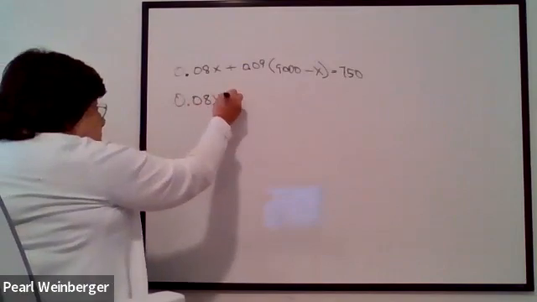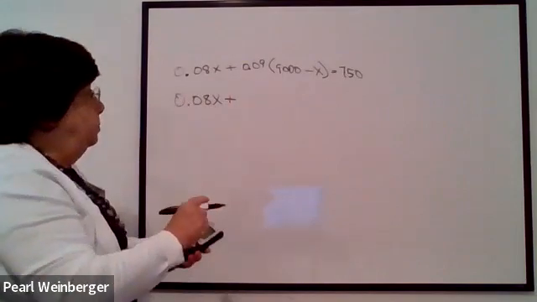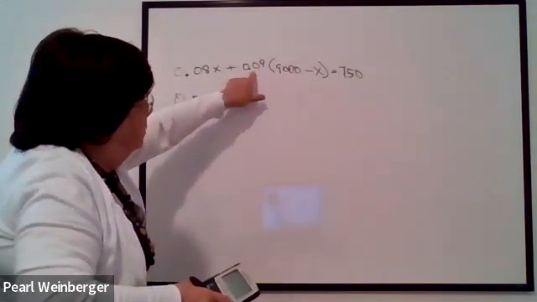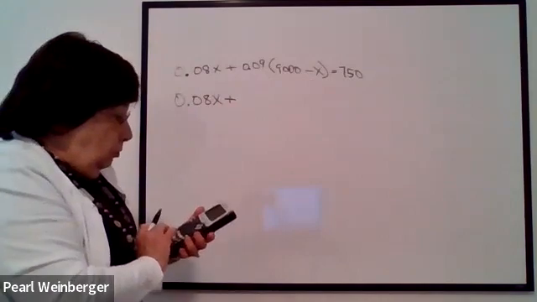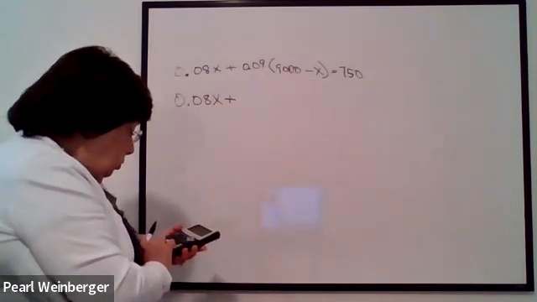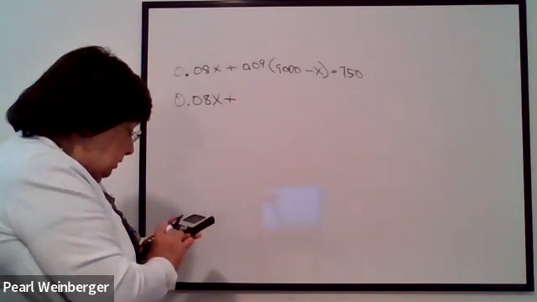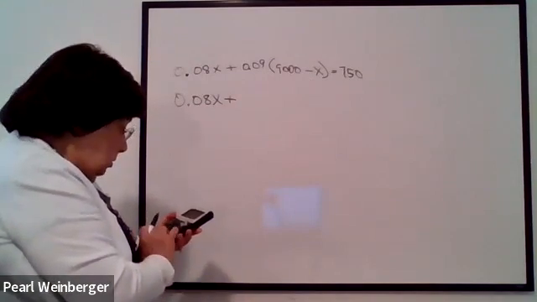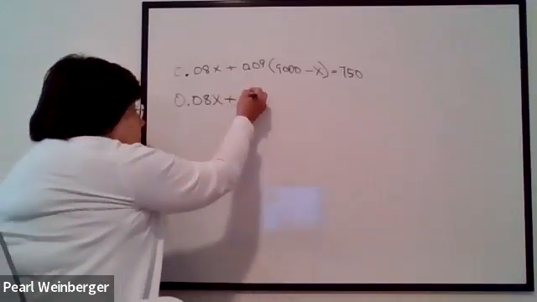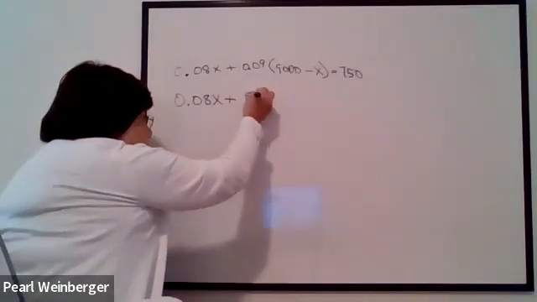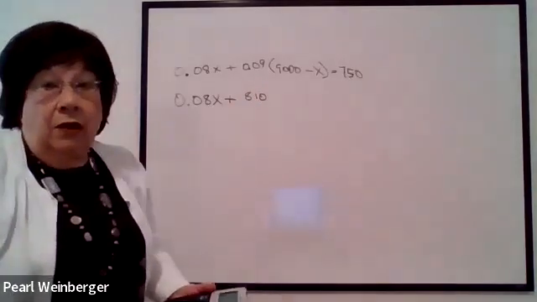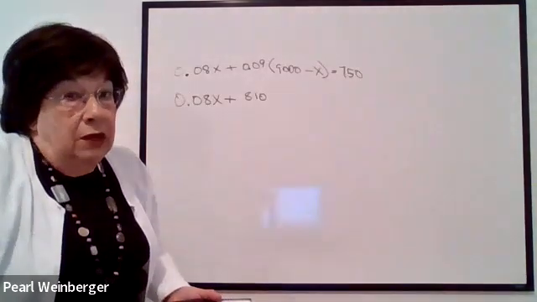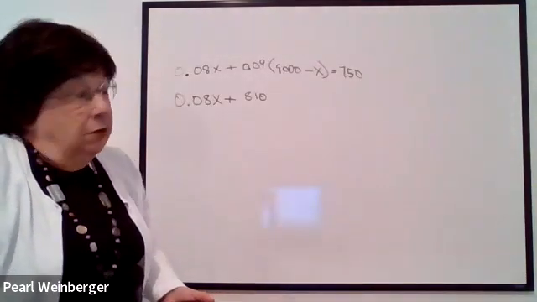So I'm going to have 0.08x plus, okay, now I have to multiply everything in this parentheses by 0.09. So I take out my calculator and I do 0.09 times 9,000. And that gives me 810. Of course, you could have done this without a calculator, but you're more likely to be accurate, and it's certainly quicker if you're using a calculator.